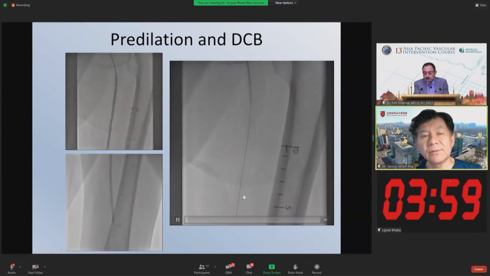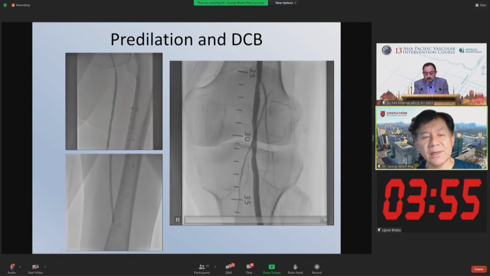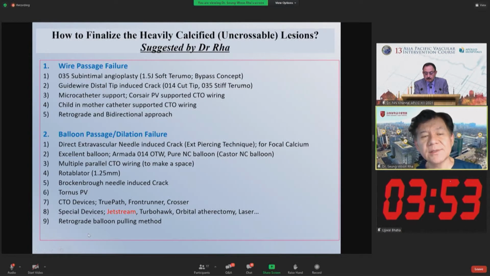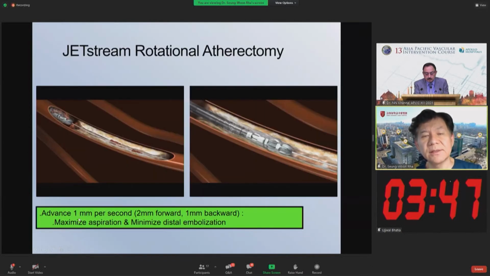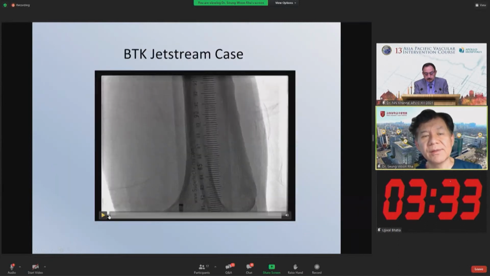So for modifying the focal calcium, a special plaque modification or calcium modification device can help, like Jetstream. Jetstream can be used in both SFA and BTK. We have 4 different Jetstream catheters, and the smaller one, 2.1 by 30, you can use in the BTK. For example, Jetstream use.